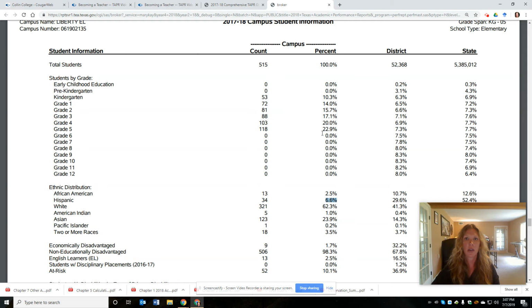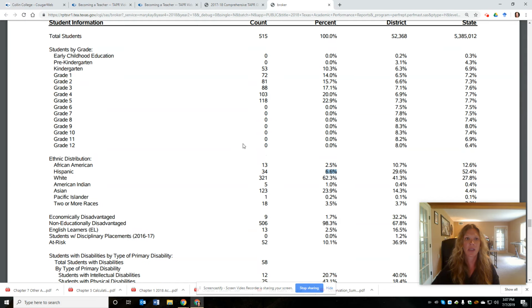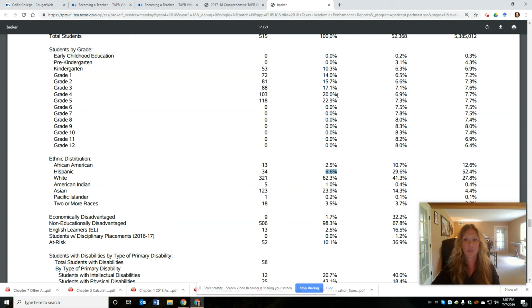It will break down the campus student demographics into the grade level distribution as well as the ethnic distribution. In this particular case, we can see that this school is a predominantly white school at 62%, followed by the Asian population at 23.9%, and then followed by Hispanic at 6.6%. So again, it's predominantly white students. The grade distribution is kind of skewed here. We only see 10% kindergarten.